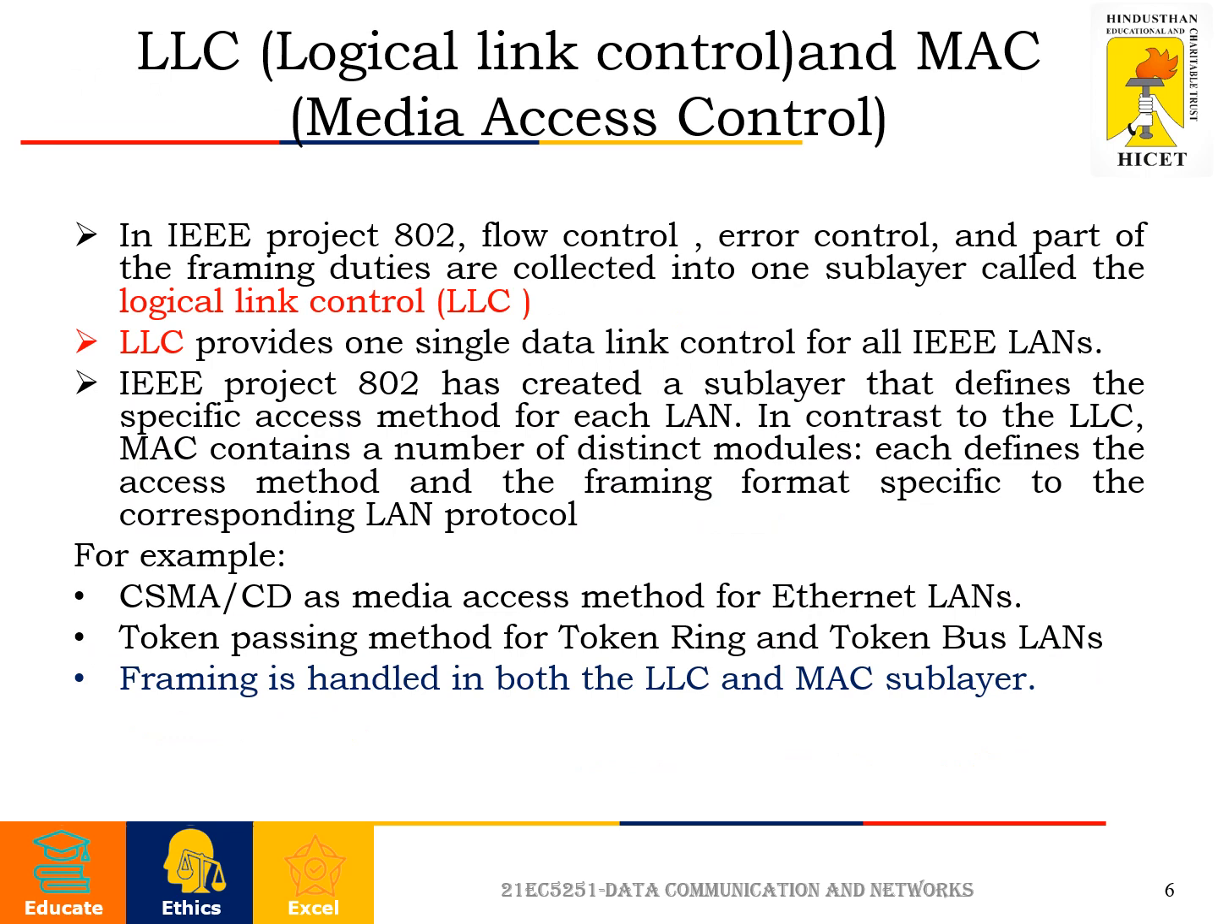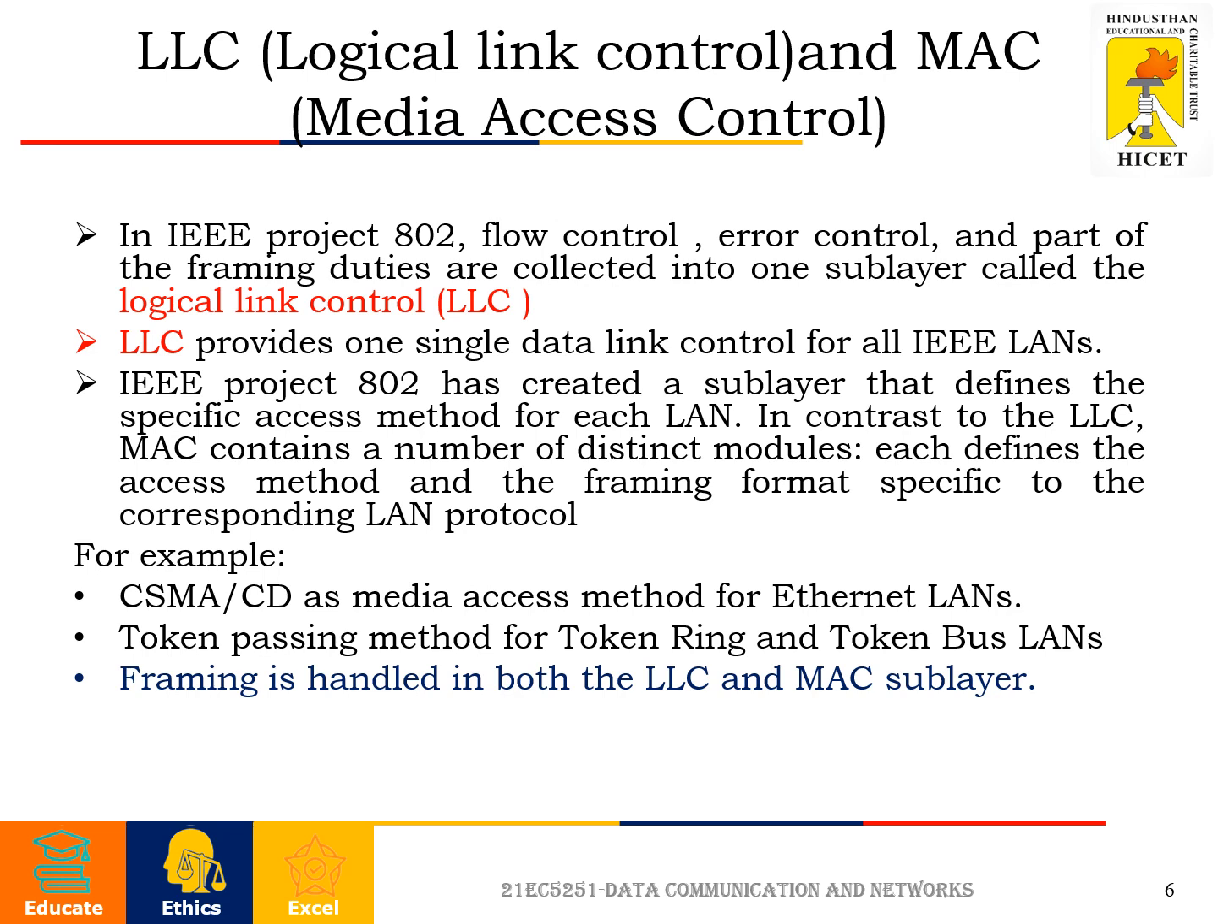In the logical link control of IEEE Project 802, flow control, error control, and part of the framing duties are collected into one sublayer. That layer is called LLC, logical link control. LLC provides one single data link control for all IEEE LANs. IEEE Project 802 has created a sublayer that defines the specific access method for each LAN.